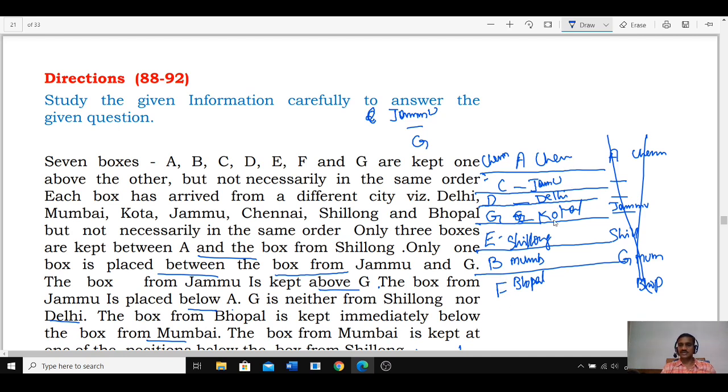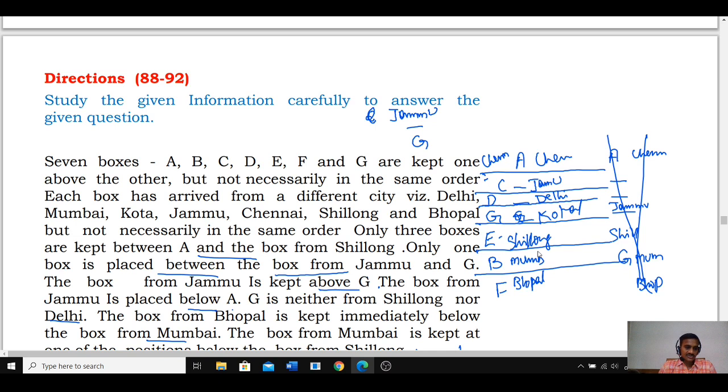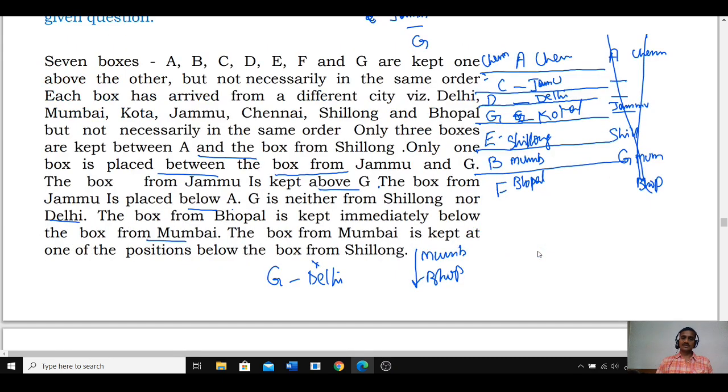And the cities are Chennai, Jammu, Delhi, Kota, Shillong, Mumbai, and Bhopal. Now this is about question numbers 88 to 92. And the order is A, C, D, G, E, B, F. 88 to 92. Clear enough?